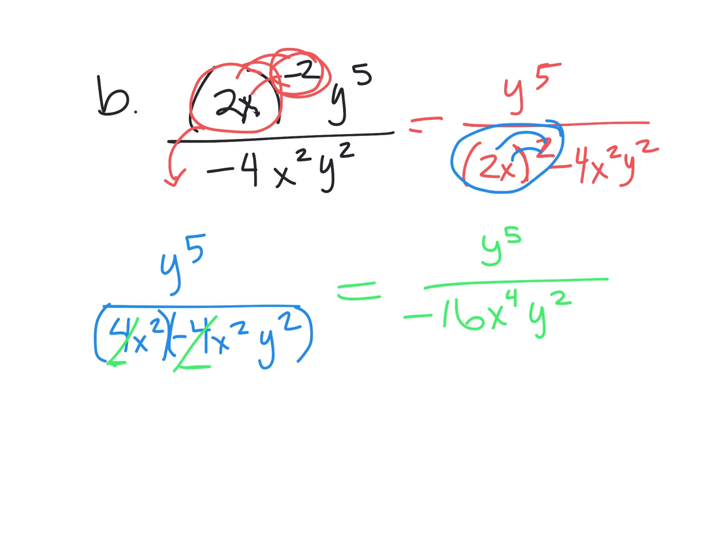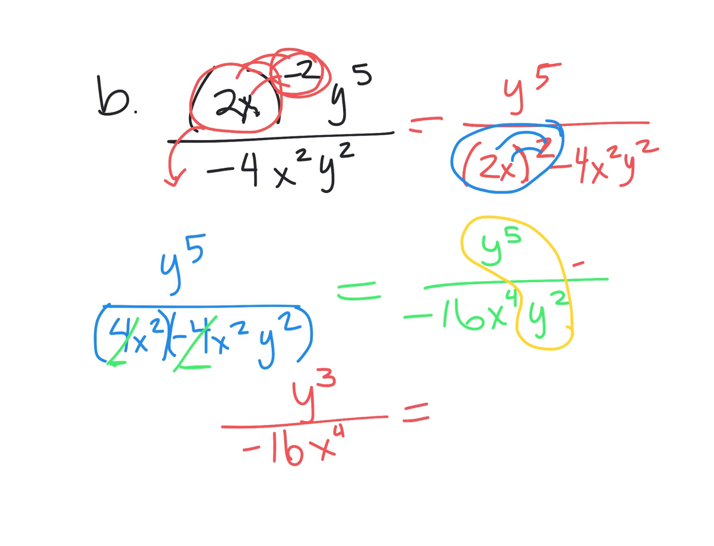All right. The last thing to simplify is to look at the y's. Okay, when I have y to the 5th divided by y to the 2nd, what do I do with those exponents? Subtract them, right? So 5 minus 2 is what? 3. So I get y to the 3 on top, and then negative 16 x to the 4 on bottom. Now the 4 is not negative, the whole number 16 is, so you're just done.